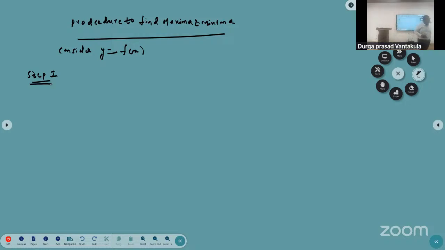What is the function? Y equal to f of x. I will tell you in steps. If you follow some steps, you will clearly find the maximum and minimum. Step 1, find f dash of x. What does f dash of x mean? Differentiation. D by dx of f of x.